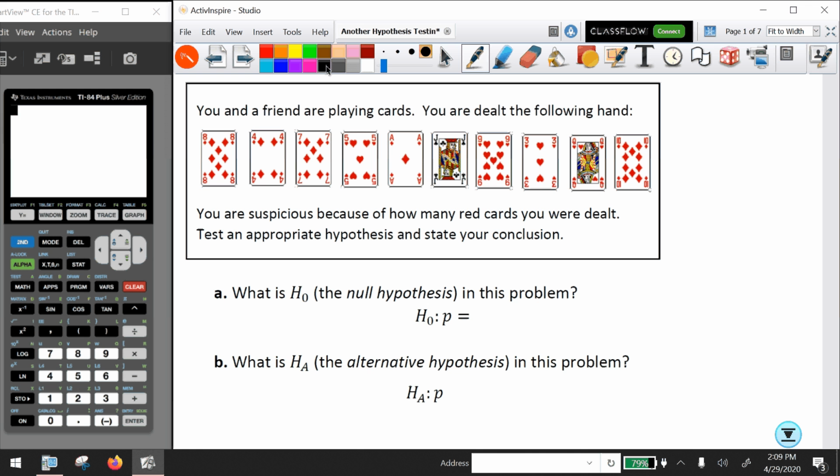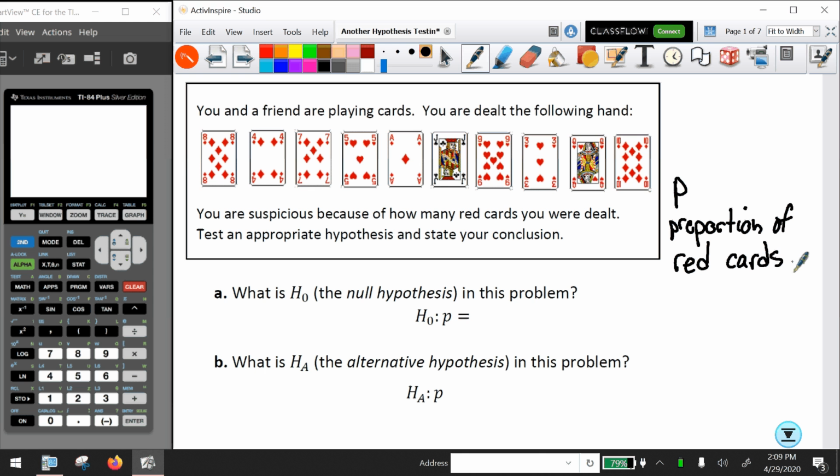So I'm going to let P here stand for the proportion of red cards in a deck. You could also let P be the proportion of black cards in a deck. It doesn't matter. I'm just going to define it this way. P is the proportion of red cards. So our alternative hypothesis is that there might actually be more red cards than normal, and normally 50% of them are red cards.